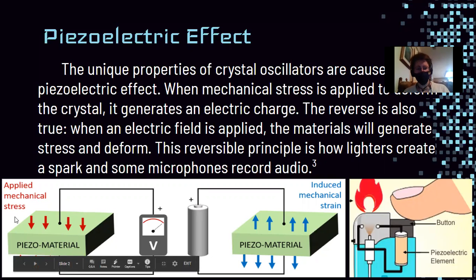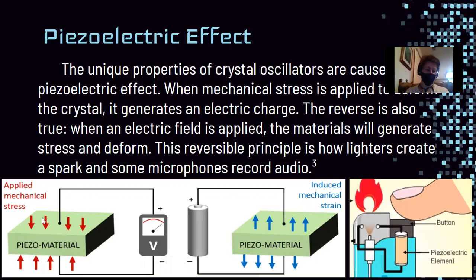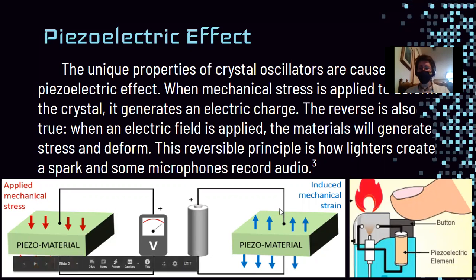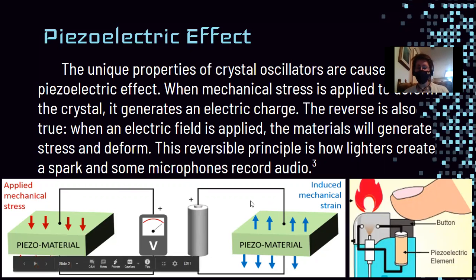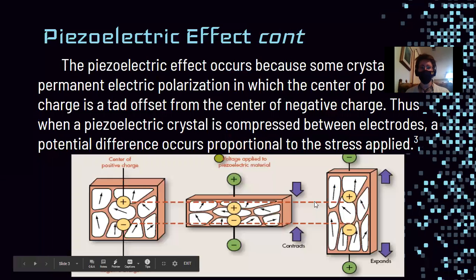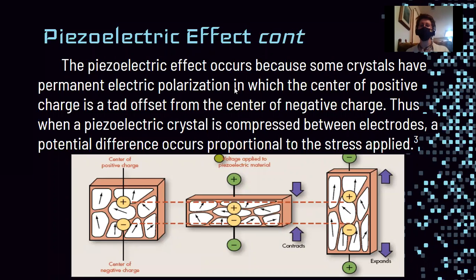Here we can see the regular piezoelectric effect, where you apply stress and it creates a voltage. And over here you can see the reverse piezoelectric effect, where you apply a voltage to a crystal and it creates a mechanical strain. The piezoelectric effect occurs because some crystals have a permanent electric polarization, in which the center of the positive charge is a tad offset from the center of the negative charge. Thus, when a piezoelectric crystal is compressed between electrodes, a potential difference occurs, proportional to the stress applied.